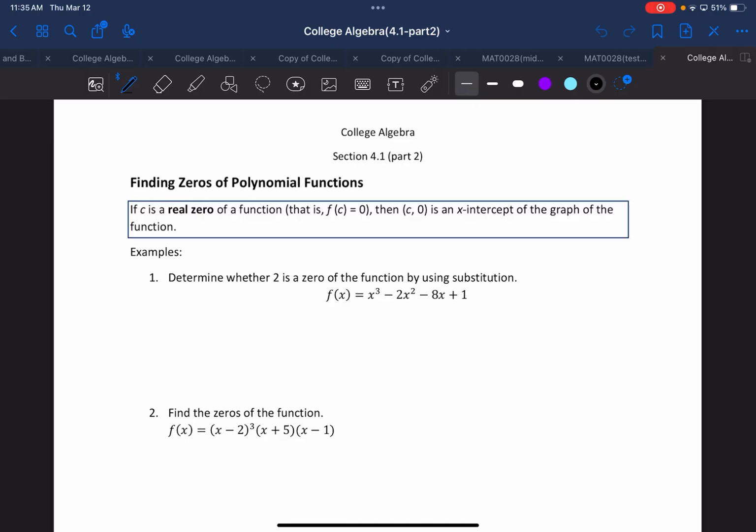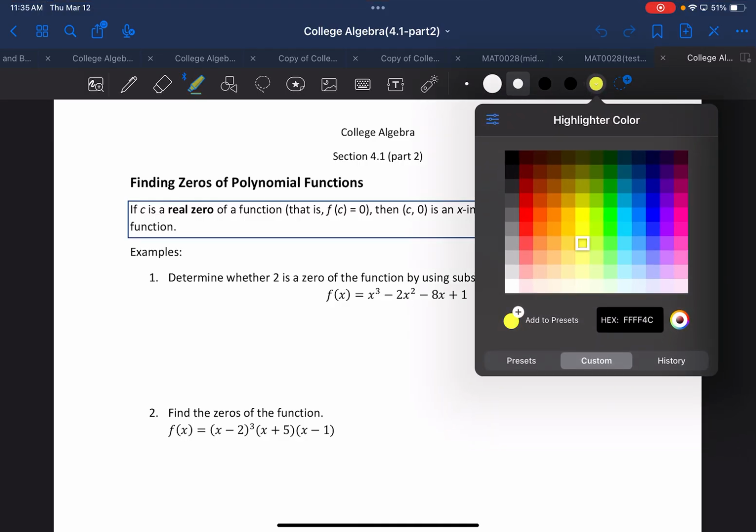Okay. So we've talked a lot about zeros. I've tried to drill that in your head so you understand what that means. Here's another definition. I think I've already given you a definition of a zero, but we're going to talk about it again here. We're going to be talking about how to find the zeros of a polynomial function, which again, we already know how to do. We've already done this. Nothing really new here.